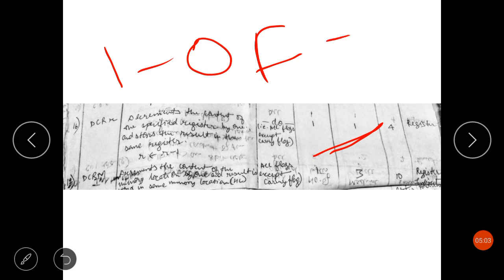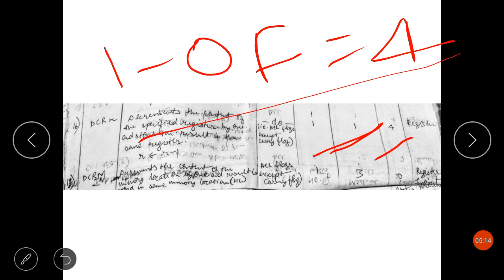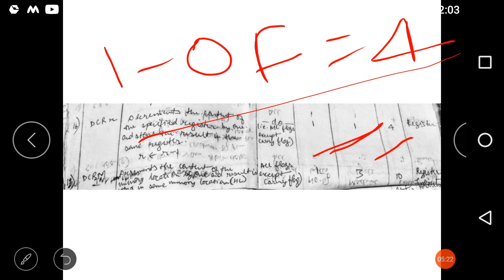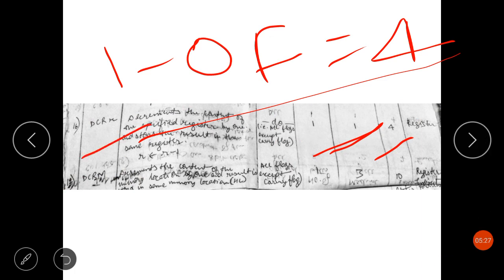Since the opcode fetch machine cycle has 4 T states, this instruction will need only 4 T states for its complete execution. So I have written 4 T states. Addressing mode: since the operand is the content of the register, the addressing mode here is the register addressing mode. So I have written register addressing mode.